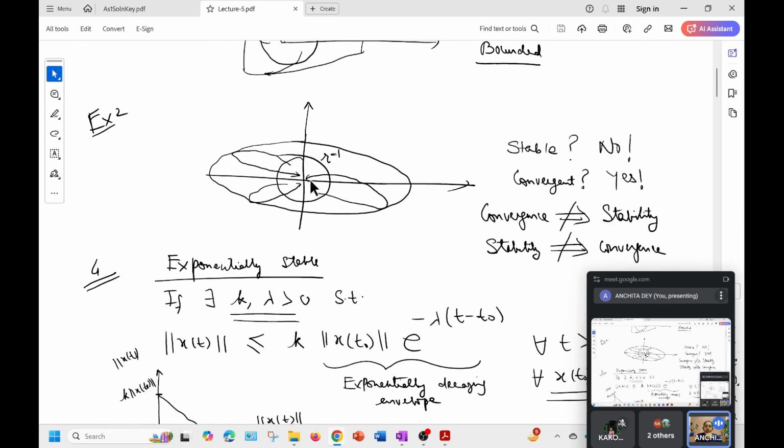Now, if you start from this point, say you start inside the circle, then you go around, reach this larger elliptical region, and then you again go back inside the circle.